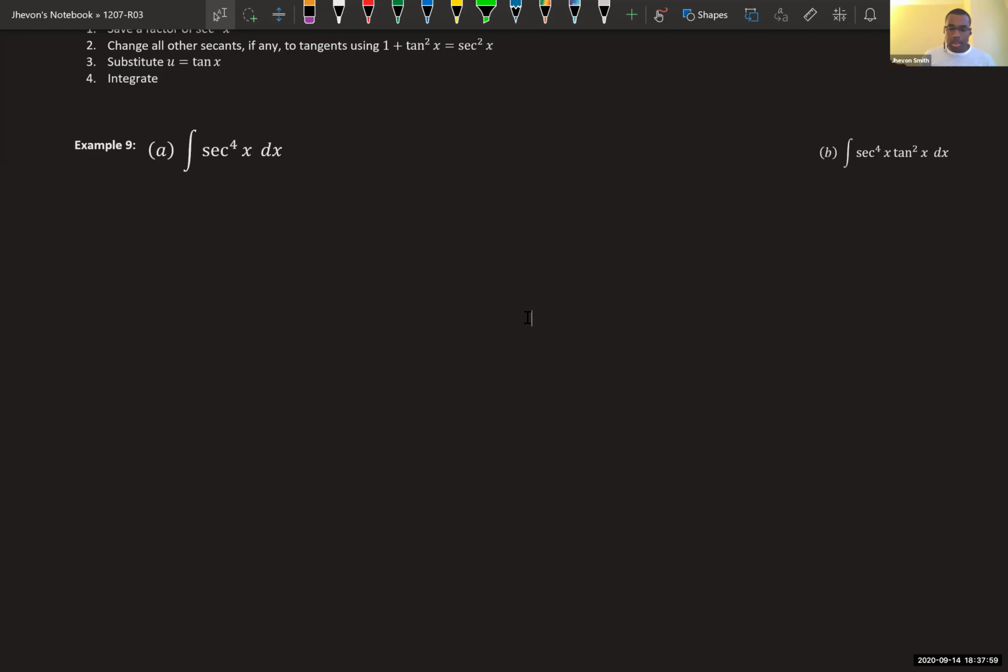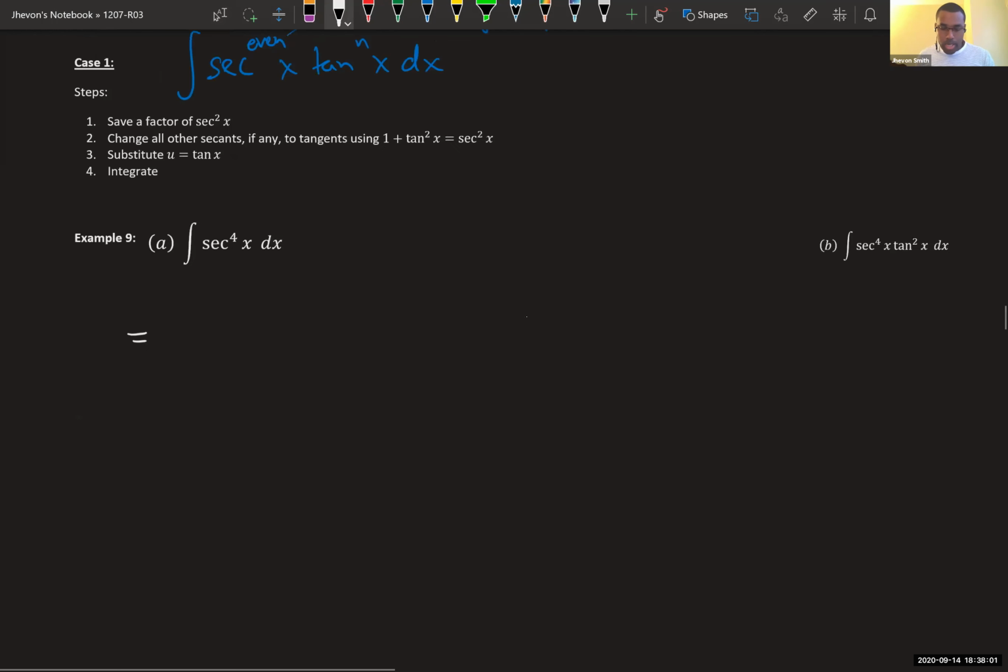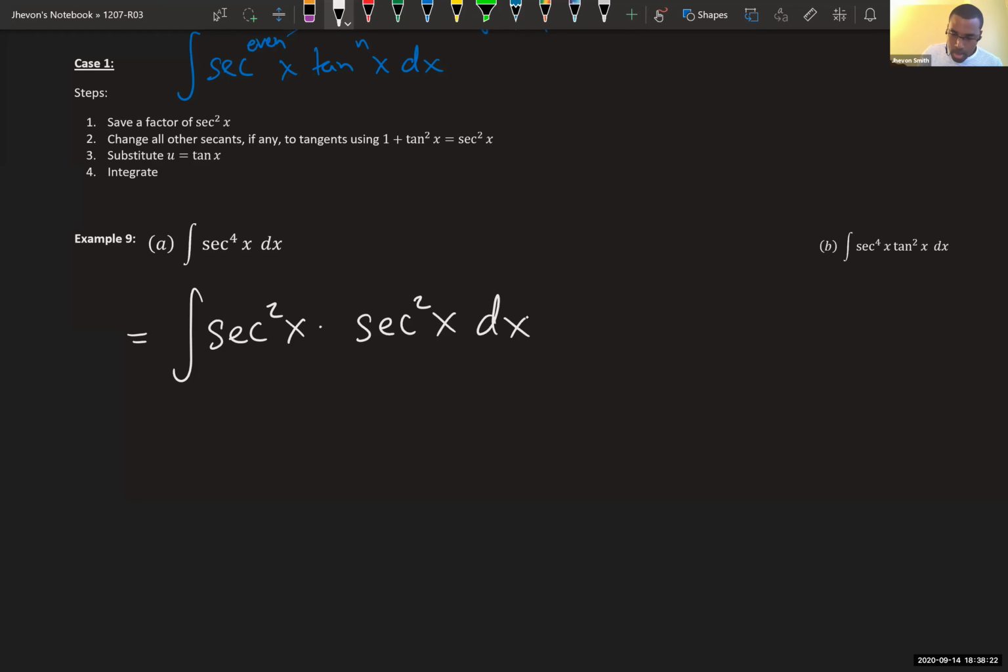Don't actually really care. So what we would do in this situation, you'll notice, is that we save a factor of secant squared. Why do we save a factor of secant squared? Because we have that identity, 1 plus tangent squared equals secant squared. You can write things in terms of secant squared. It's very convenient for the identity. So first thing to do is I would save a factor of the secant squared. So this is the guy that you're going to save. You don't want to manipulate him. You want to manipulate everybody else. So we're going to change everyone else so that this guy becomes useful as a du.